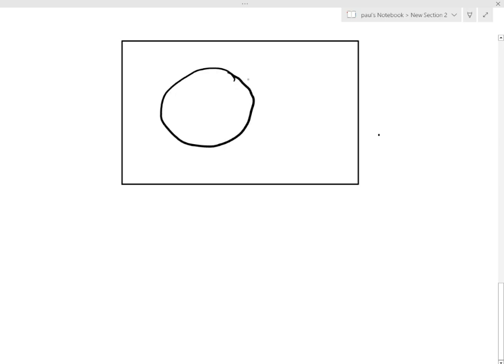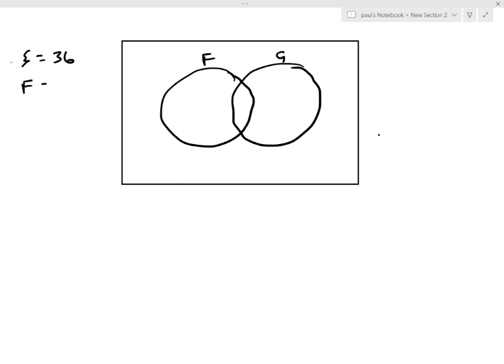We've got a circle and a circle, and this one's F and G, and the data set is 36 people. F means French, and G means German, and this is the subject studied at a particular class or college. So we've got 20 French students and 9 German students, and 3 do both.